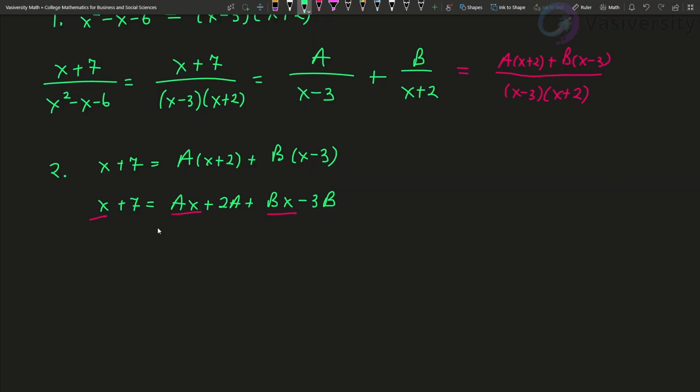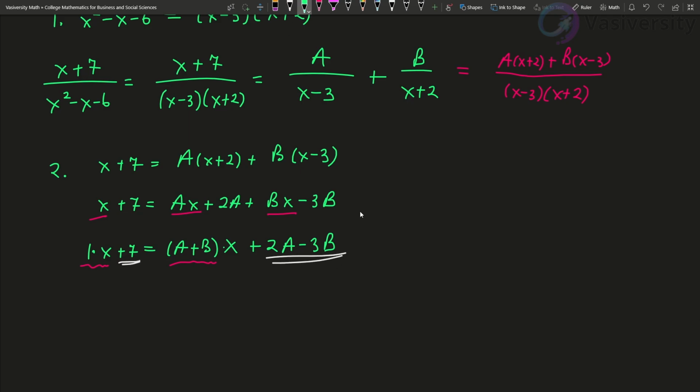Okay, so let's factor out. So we're going to have 1 times x plus 7 is equal to a plus b times x plus 2a minus 3b. So we have a variable with a coefficient in front of it plus a constant is equal to a variable with the coefficient in front of it plus a constant. So this is our constant here, and this is our constant here.